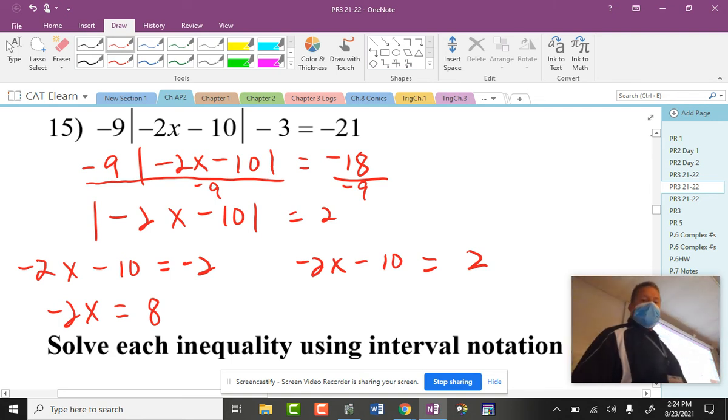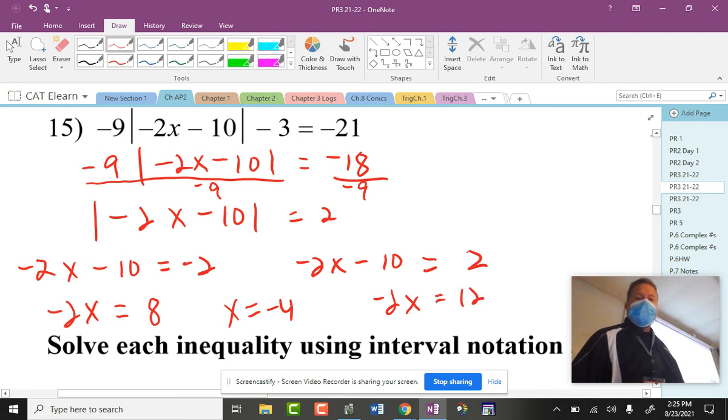And then x equals -4. Add 10 here. I could have flipped this up to the other side. So add 10 to this and I get 12, right? And then divide by 2, I get x equals -6. Because of time, we're not going to worry about checking. So x equals -4 and -6.